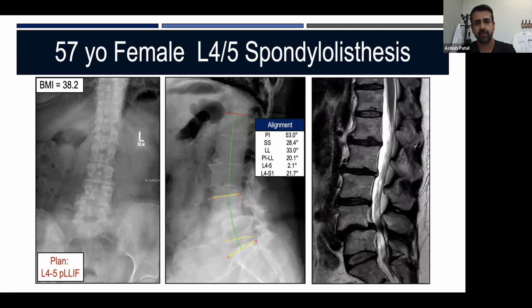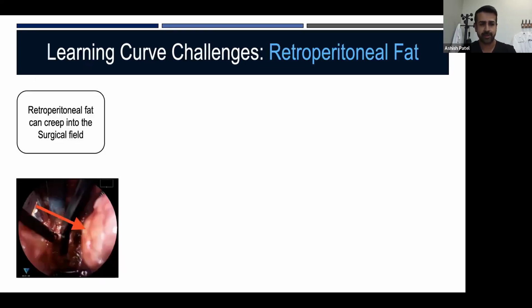Here's a case of a 57-year-old female. She's got an L4-5 spondylolisthesis and a BMI of 38. And when we were faced with the retroperitoneal fat creep, I would take a pituitary and try to sweep it away. And this one time I kind of picked at it and created a perforation in the peritoneum where I would have the beginnings of bowel come into my retractor space. And that's a scary thing to see. I'm thankful that there was no bowel injury there, but it definitely taught me a lesson that I cannot move or pick that fat.